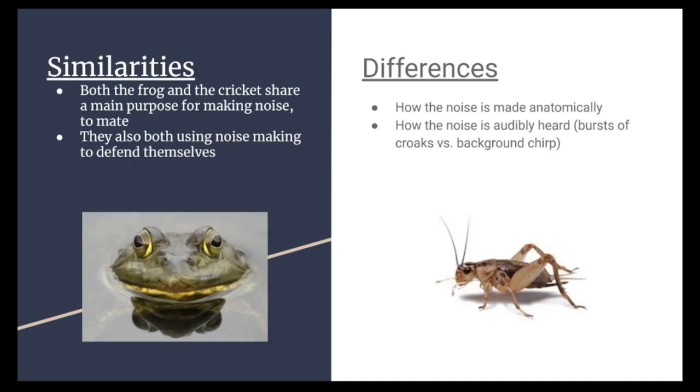So obviously the similarities, both the frog and the cricket share a purpose for making noise. That's their purpose of why they make that noise, to mate, but also a secondary purpose of defending their territory. Now the difference is how the noise is made anatomically. So like I said, the frog has vocal cords and a vocal sac to produce its croak, and the crickets use their wings, which I thought was pretty good, and how the noise is audibly heard. So bursts of croaks coming from the frogs and a nice steady background chirp with high amplitude and low amplitudes kind of mixing between it for the cricket.